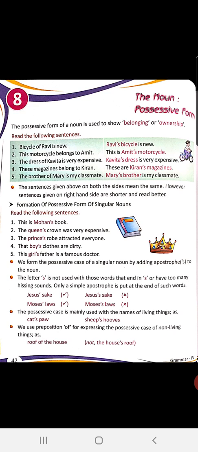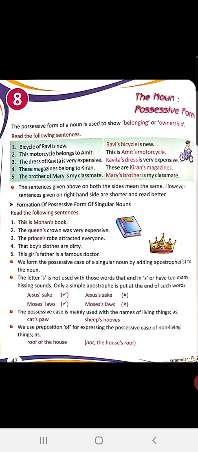The sentences given above on both the sides mean the same. However, sentences given on right hand side are shorter and read better. Formation of possessive form of singular nouns. This is Mohan's book. The queen's crown was very expensive. The prince's robe attracted everyone. That boy's clothes are dirty. The girl's father is a famous doctor.